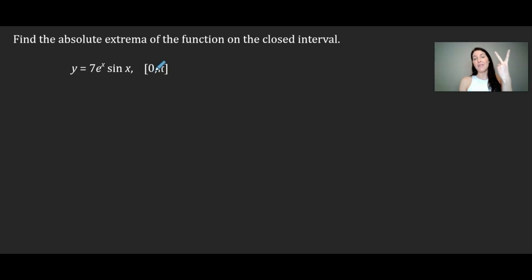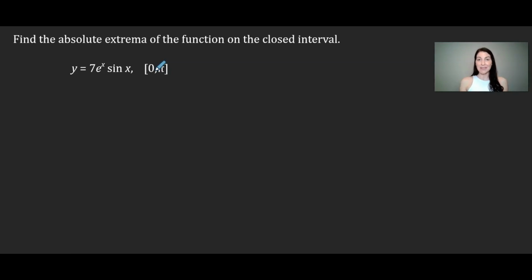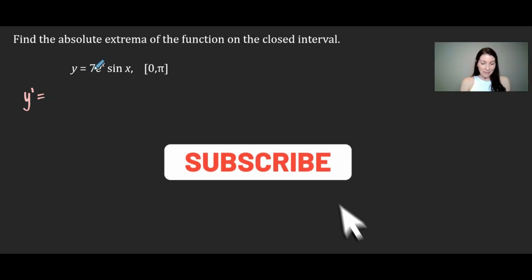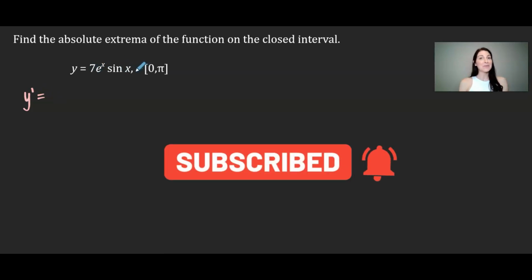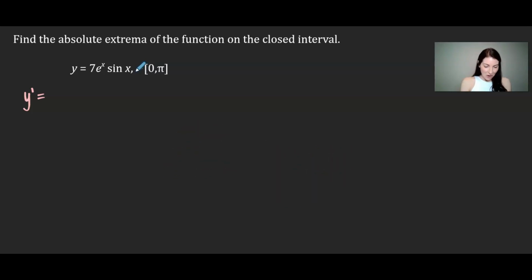So the first thing we have to find are our critical points, and critical points occur where the derivative equals 0 or where the derivative does not exist. So that's going to be our first step to this problem. We have to find the derivative. So let's find y prime. We have 7e to the x times sine of x, which means we have to use the product rule because we have a product of two functions. So this would be 7e to the x times sine of x plus 7e to the x cosine of x.